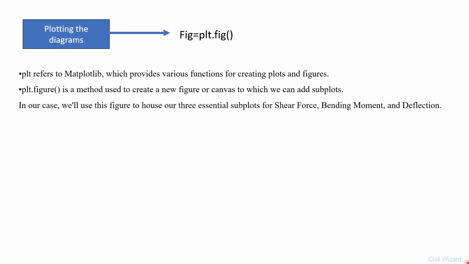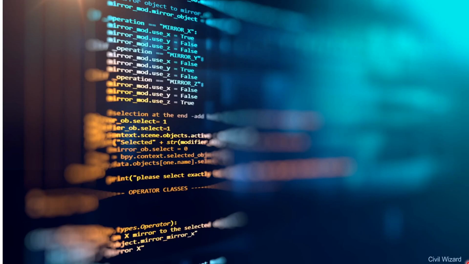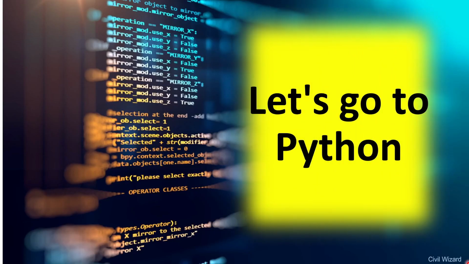In our case, we will use this figure to house our three essential subplots for shear force, bending moment, and deflection. Like this: shear force, bending moment, and deflection. The first subplot is shear force, second is bending moment, and third is deflection. Now let's go to Python and apply all these concepts.